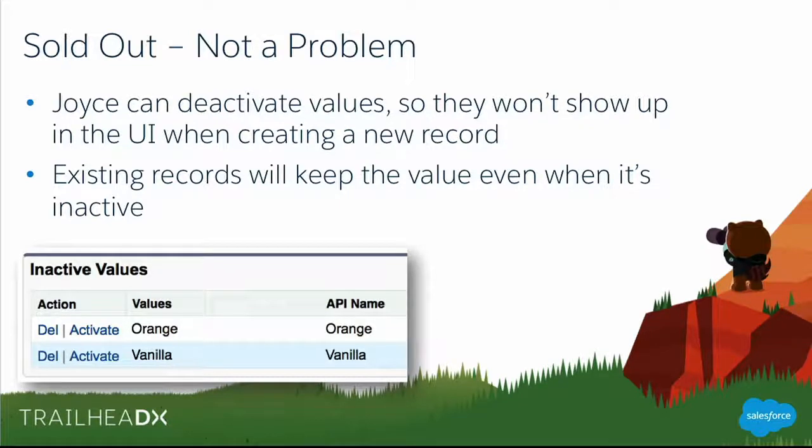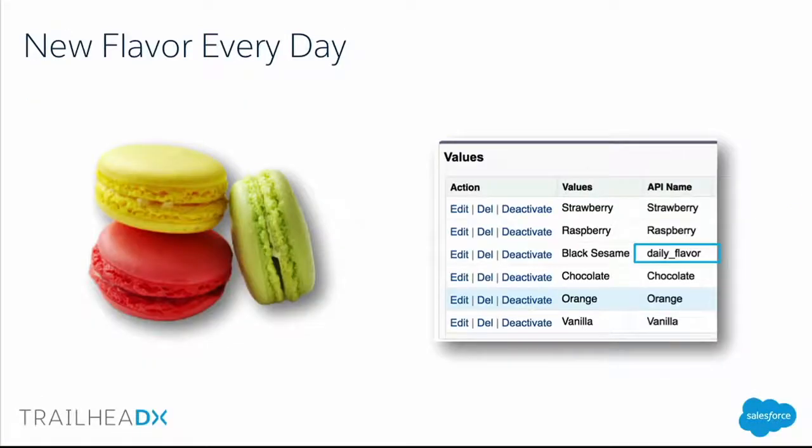So another problem she runs into is that she wants to do daily promotions. She wants to have a daily flavor of her macarons that she promotes to her customers. And in the past, it was a lot of pain because every time she changed the label of the picklist value, she had to update all her formulas and Apex code. So this is no longer a problem with API names that we introduced 2 releases ago.